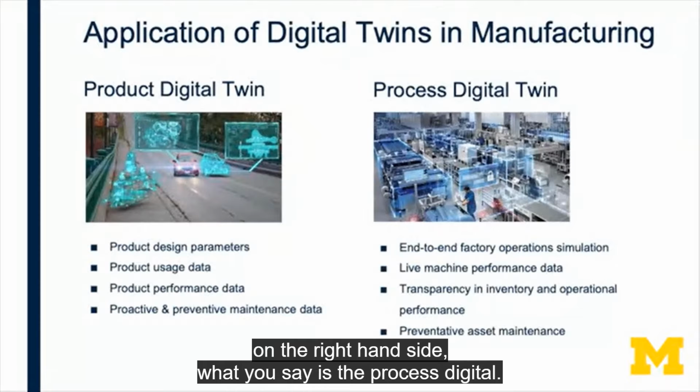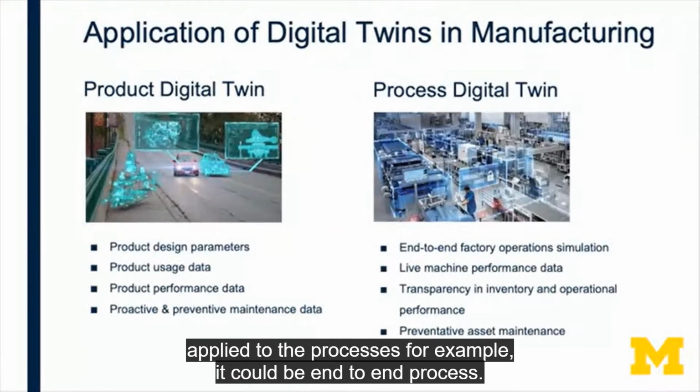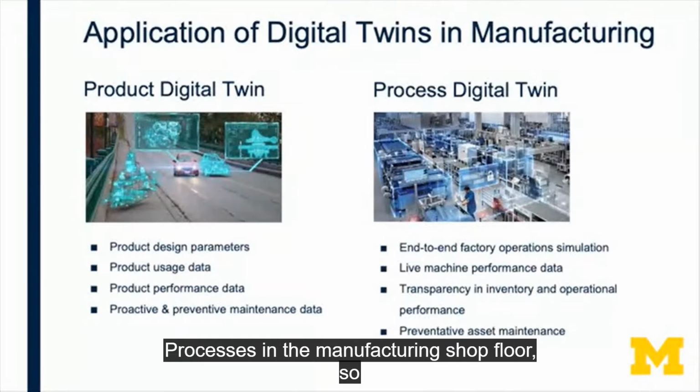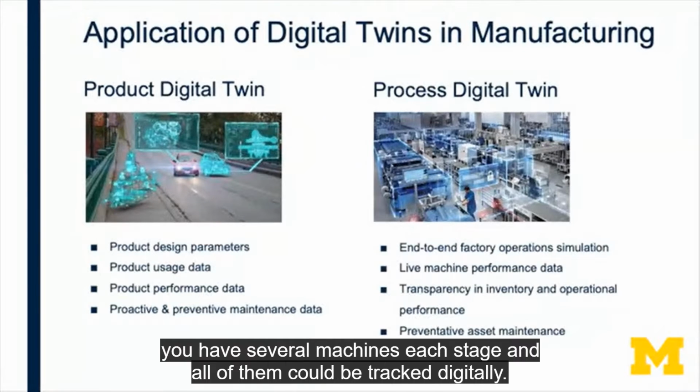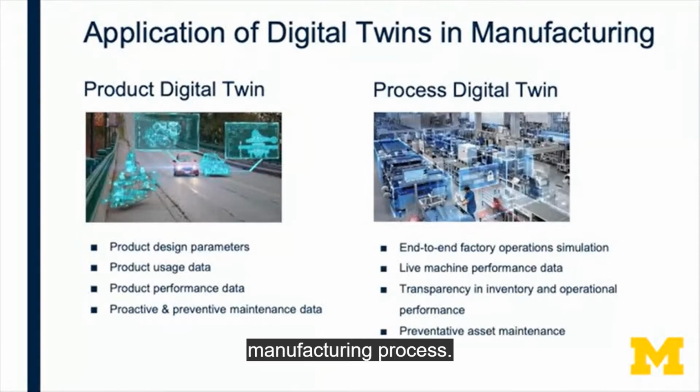On the right-hand side, what you see is the process digital twin. In other words, the concept of digital twin could also be applied to processes. For example, it could be end-to-end processes on a manufacturing shop floor. You have several machines at each stage, and all of them could be tracked digitally, and you could create a digital version of the entire manufacturing process.